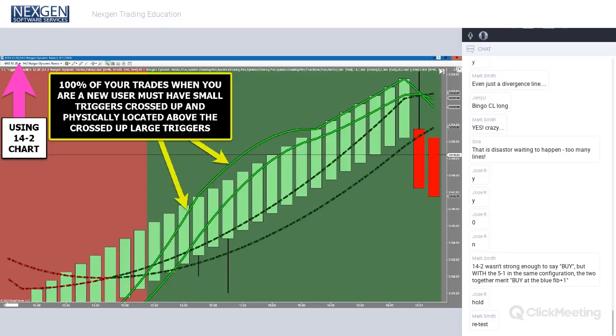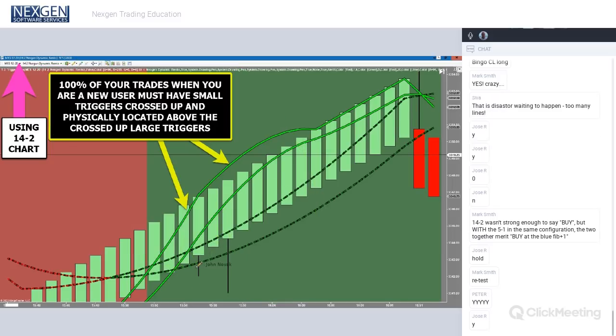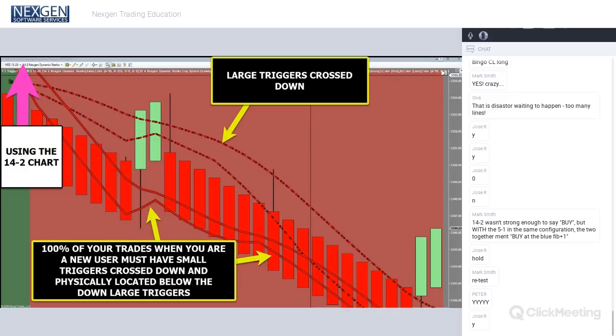And again, I hate to oversimplify things, but it really is pretty simple. When you're a new user, you have to have your triggers and fibs looking correct. If you don't, you're going to probably lose. Do you hear what I'm saying? First things first, you must have the correct trigger line configuration, either for up or for down.